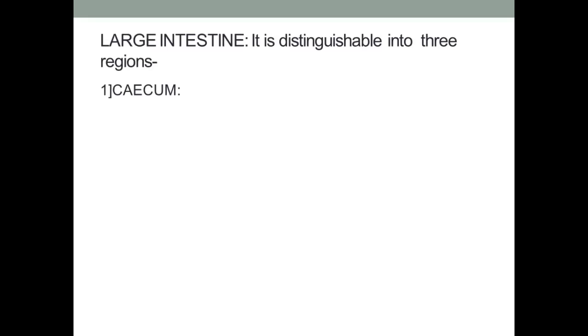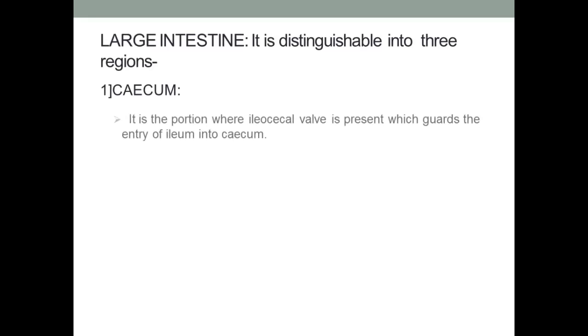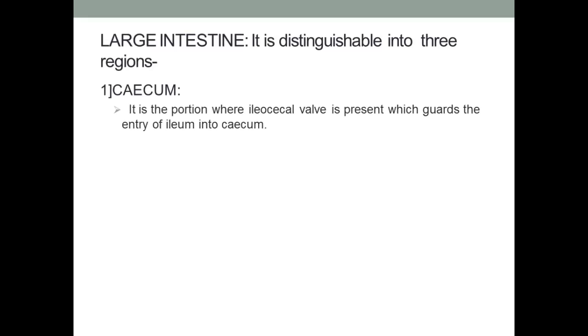That is, the first one is the cecum. It is the part into which the ileum opens. Ileum is a part of the small intestine and cecum is the first part of the large intestine. It opens to the cecum through the ileocecal valve. Here, valve means something which prevents backflow. That means the particles that have entered the cecum through the ileum should not flow back into the ileum.